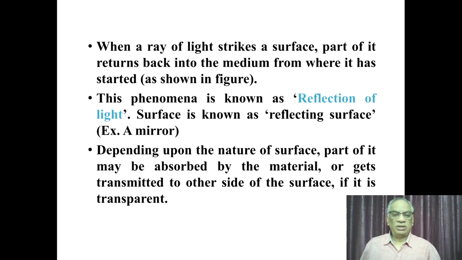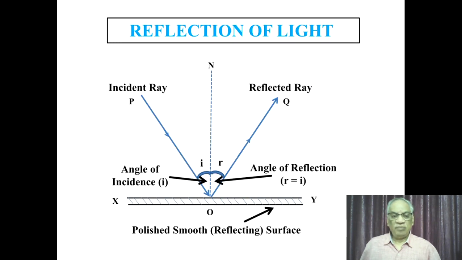When a light ray strikes a surface, part of it gets returned back into the medium from where it started, part of it gets absorbed, and part of it gets transmitted if it is a totally or partially transparent material. The phenomenon of light rays returning back in the same medium after striking the surface is known as reflection of light, and the surface is known as the reflecting surface. So this is reflection of light.